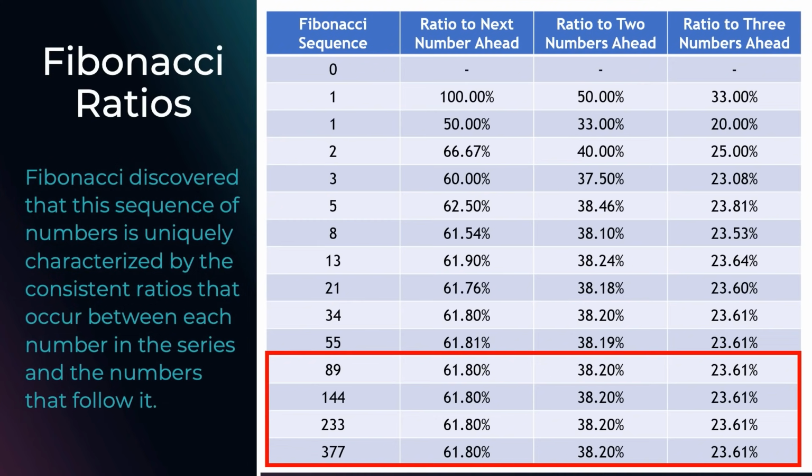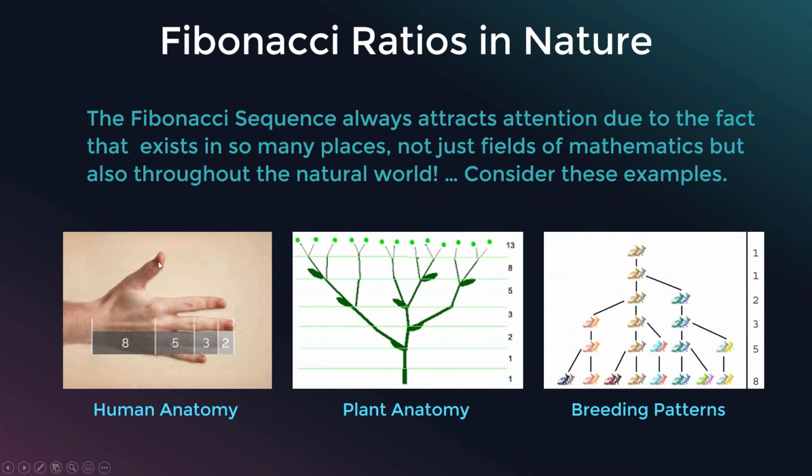But what is the relevance to our discussion? Well, the fact of the matter is that these ratios can be observed consistently throughout the natural world in all kinds of scenarios relating to people, plants, weather, etc. Now, as it says on the slide, the Fibonacci sequence always attracts people's attention because it's fascinating just how deeply the pattern repeats in nature. We see it in human anatomy, plant anatomy, and as it says here, breeding patterns. Fibonacci, the mathematician, famously studied the mathematics of rabbit breeding patterns, among other things.